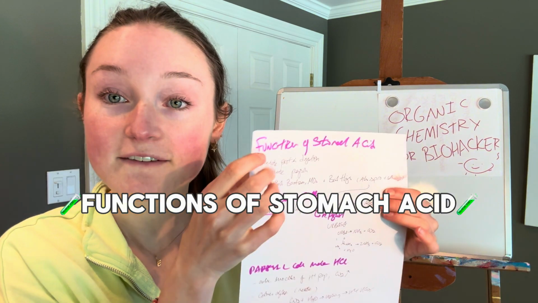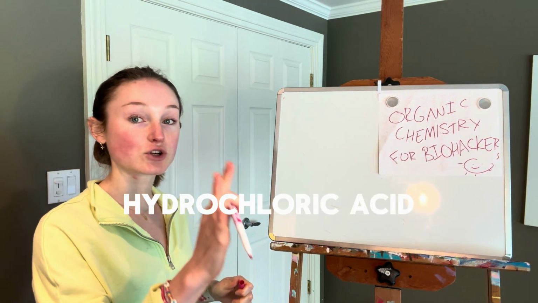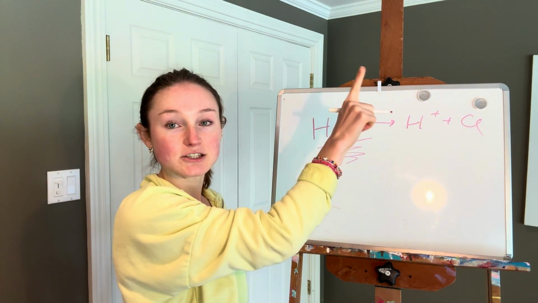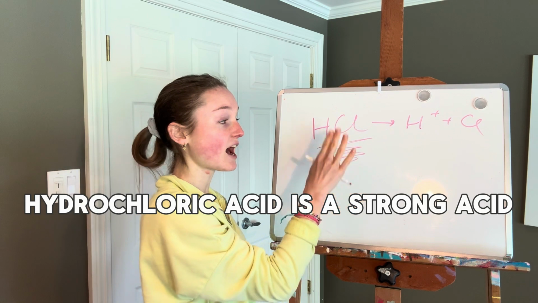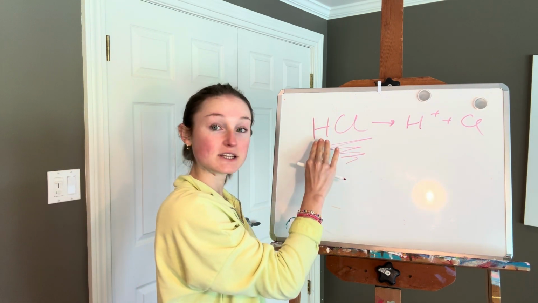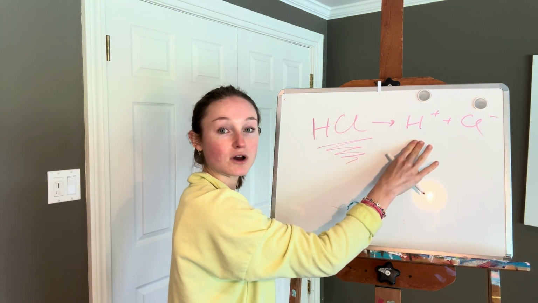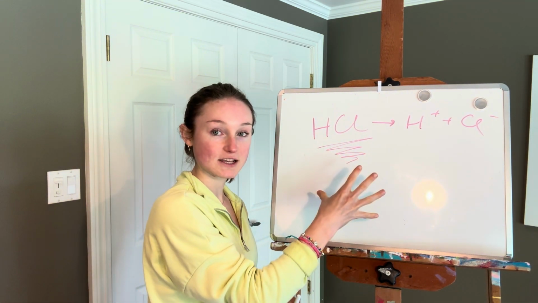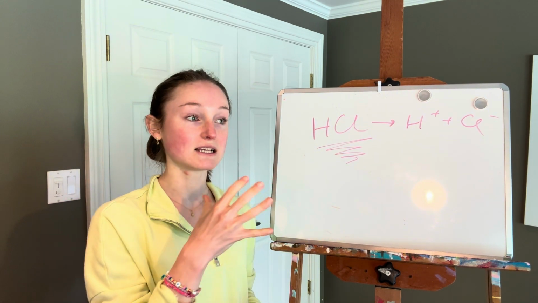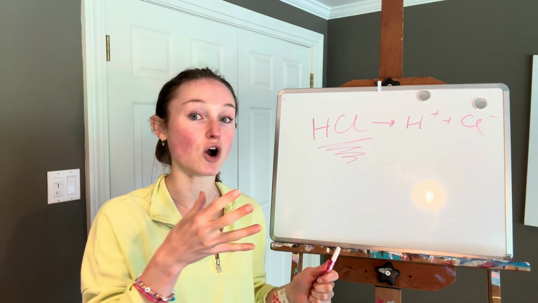Part 1, functions of stomach acid. Stomach acid is hydrochloric acid. And recall from the video on acids, bases, and salts chemistry that hydrochloric acid is a strong acid. It fully dissociates into chlorine ions and protons. This is what acidifies your stomach and aids in protein digestion, and it also kills any bad pathogenic bacteria that may be existing on your food.